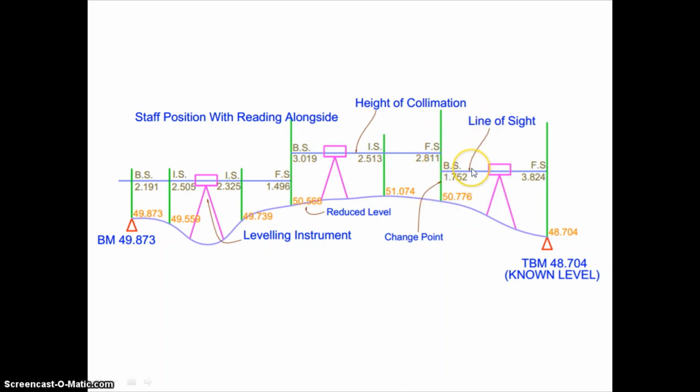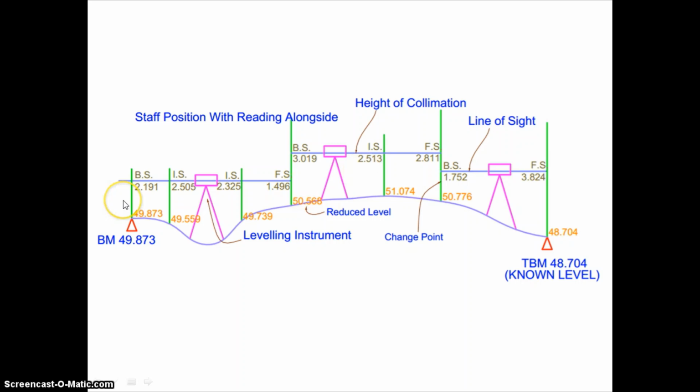You can see this is a line of sight. Okay, this is a line of sight. And then I have decided that this is my last reading for this particular leveling activity. So this will be your foresight value. Okay.